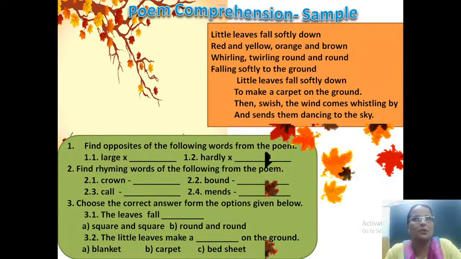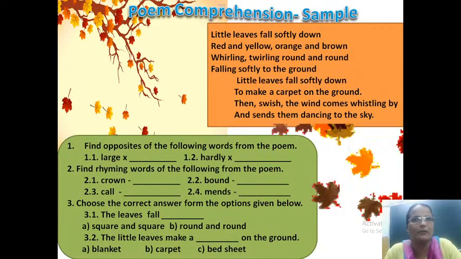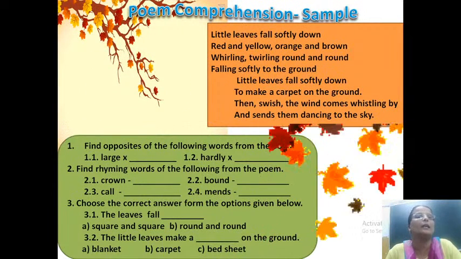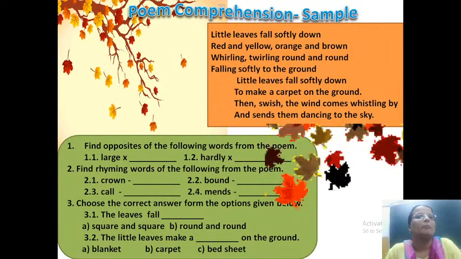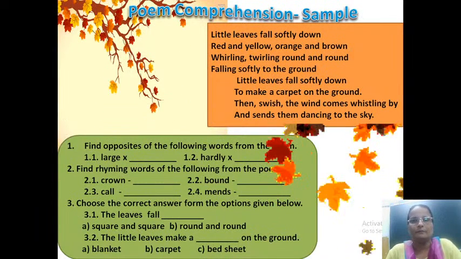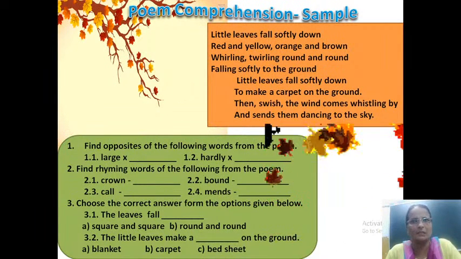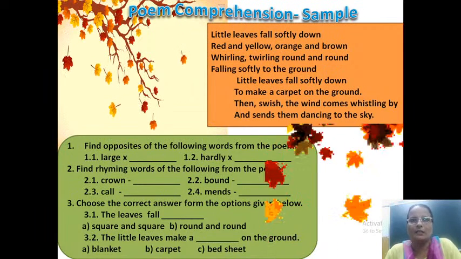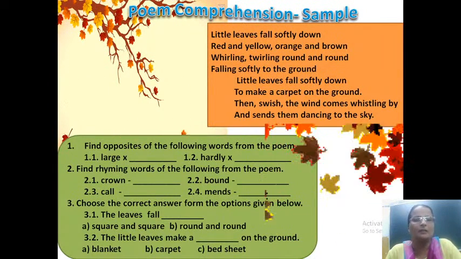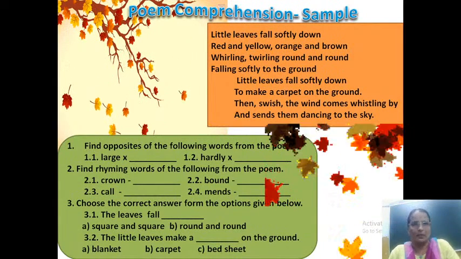The word which is not there in the poem, even though it is rhyming with the word which is given in the question, will not be awarded any mark. Men's rhyming word is sense. There are a lot of other words which rhyme with the word men's. Spence, it rhymes with men's. But if you write it, no mark will be given. Why? Because it is not there in the poem.